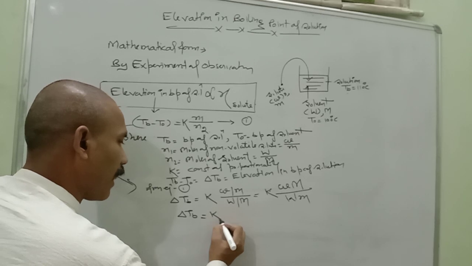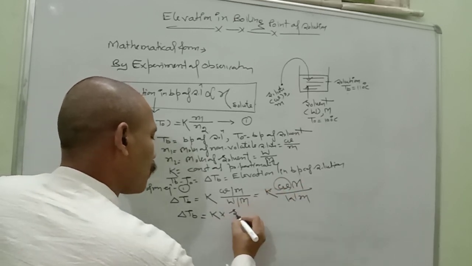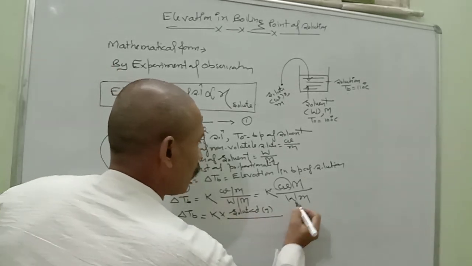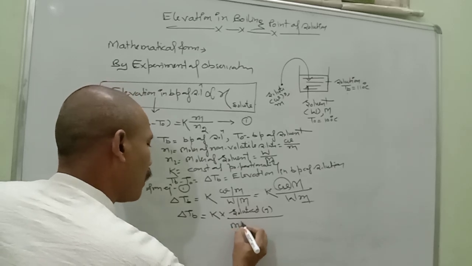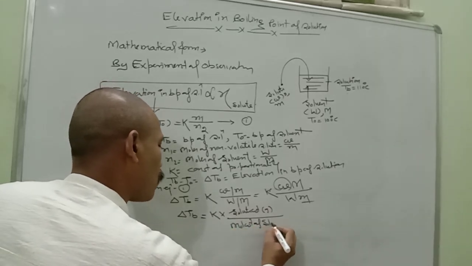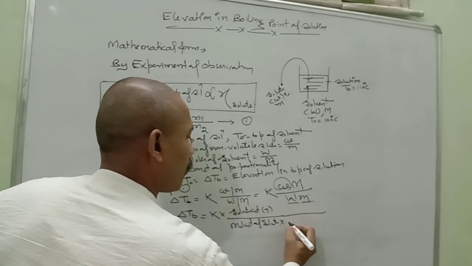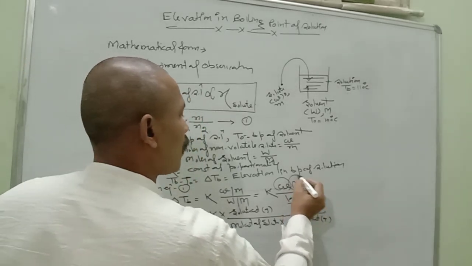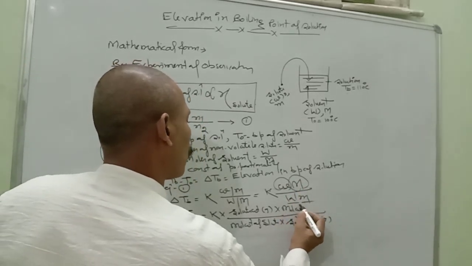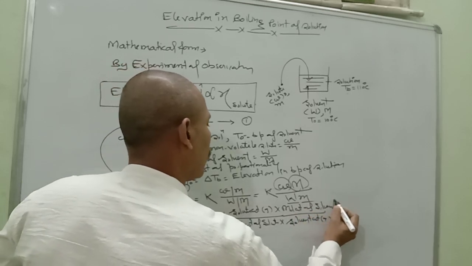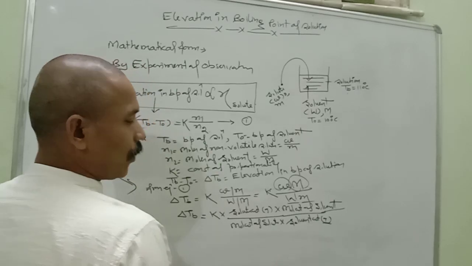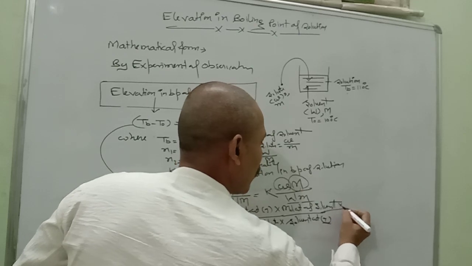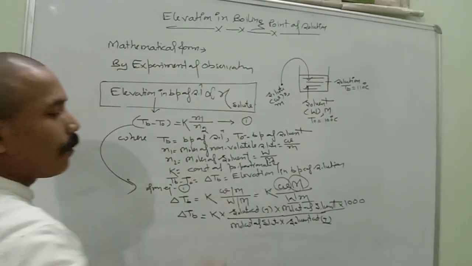It is capital K into small w. Small w is the solute weight in gram, upon small m, which is the molecular weight of solute, into capital W, the solvent weight in gram, and capital M, the molecular weight of solvent. It is in gram, so if you change this into kg, this will be divided by 1000. That's why I have put 1000 here.